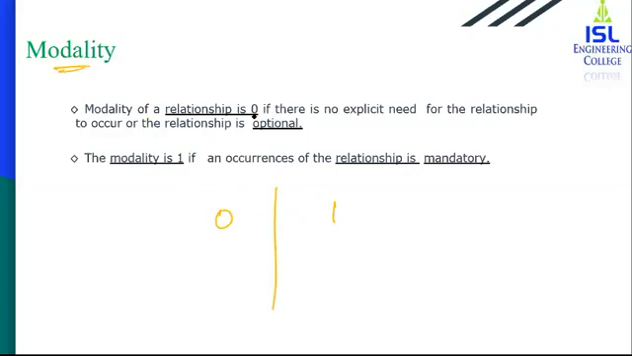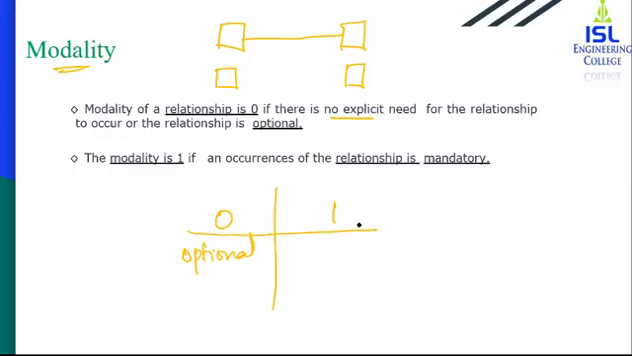Now, the modality of the relationship is 0. That is, if you've got two objects, book and bookstore, and the modality is 0 for this relationship, it means that there is no need for the relationship to occur. If the relationship does not exist between them, that is fine. If the modality is 0, the relationship is optional. Whereas if the modality is 1, it means that the relationship is mandatory. It needs to exist. So this example can be for 0 and this is for 1. This is cardinality and modality.